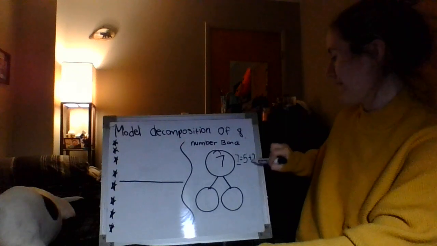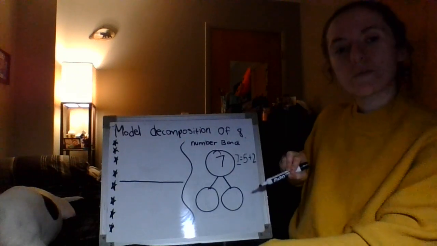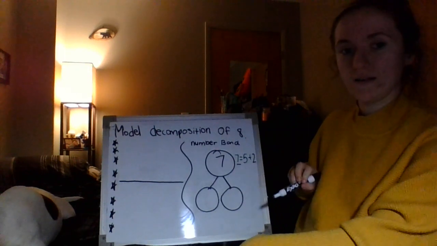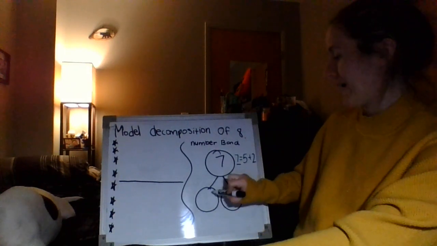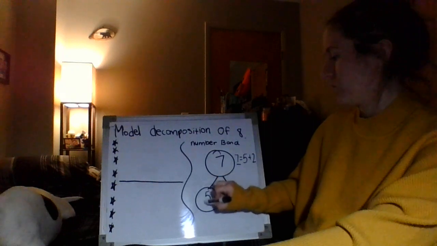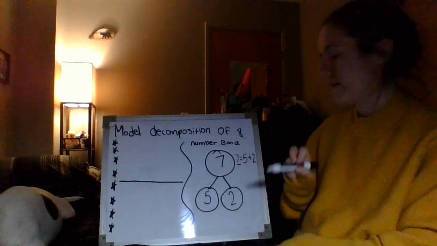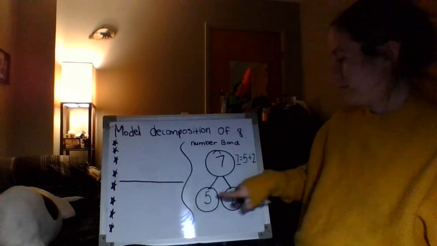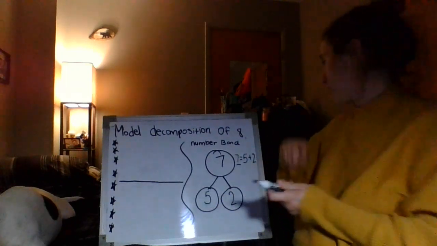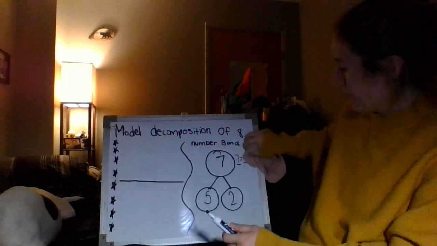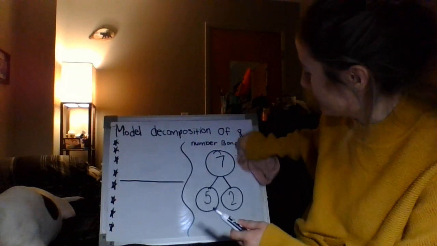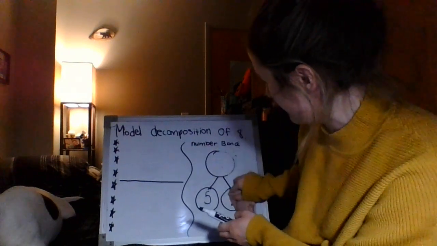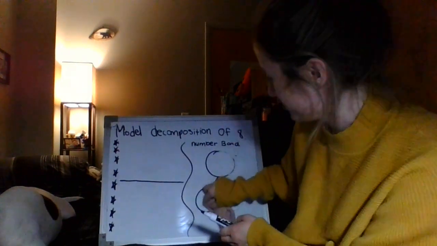I have 2 more numbers, 5 and 2. Tell me this, does it matter if I put the 5 in here or if I put the 5 in here? No. I can put the 5 in here or the 5 in here. So the 5 and 2 can go in either of those circles. Because that's saying that 7 can be broken up into 5 and 2. Great job, guys. So that was one way that we learned yesterday how we can decompose the number 7. So today we're going to take a look at the number 8.